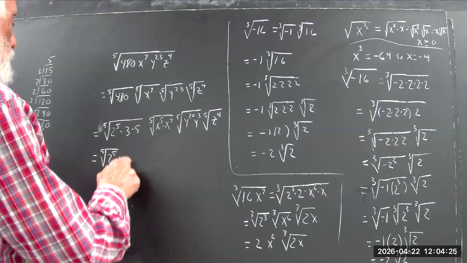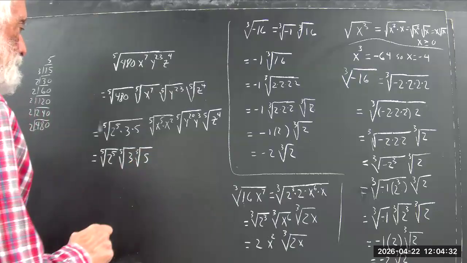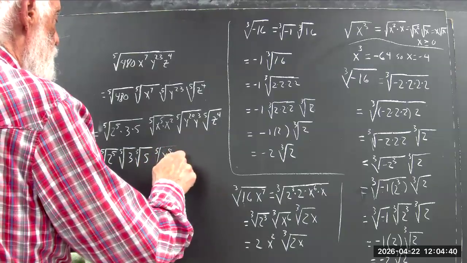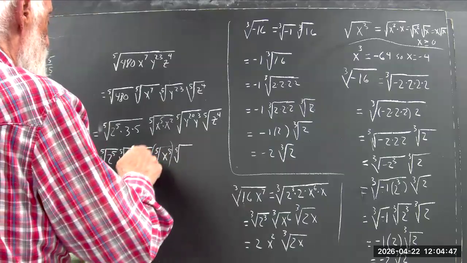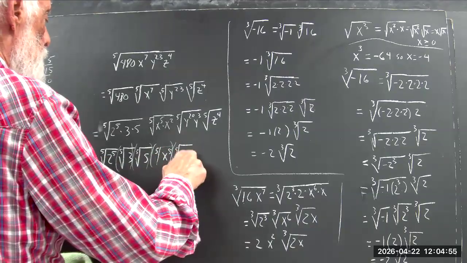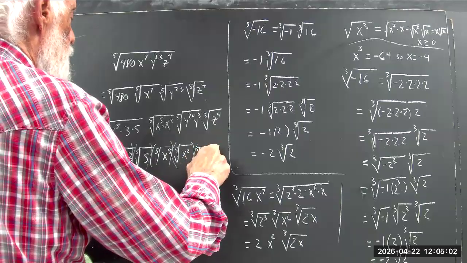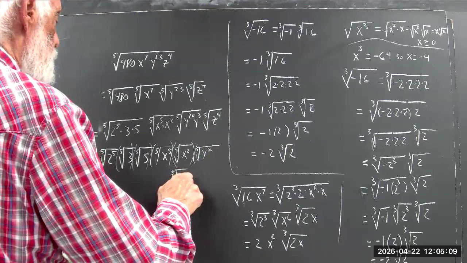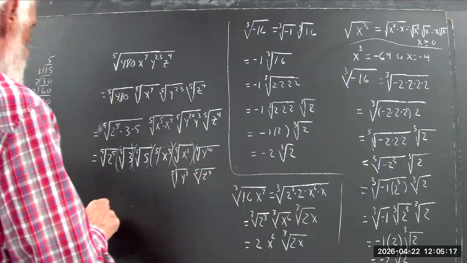the fifth root of 2 to the fifth times the fifth root of 3 times the fifth root of 5 times the fifth root of x to the fifth times the fifth root, better put some parentheses in here, these 5s are going to get confused, fifth root of x squared times the fifth root of y to the 20th times the fifth root of y cubed times the fifth root of z to the fourth.